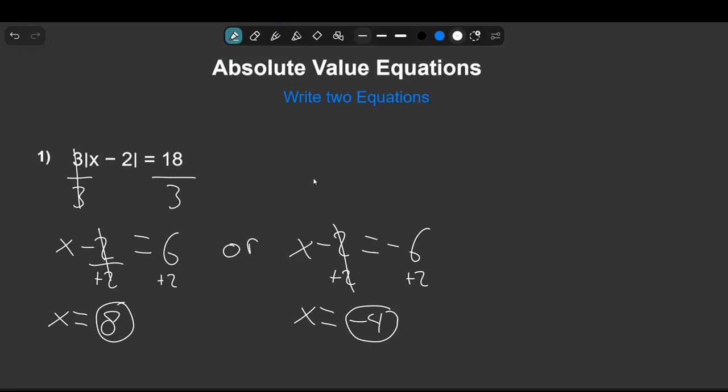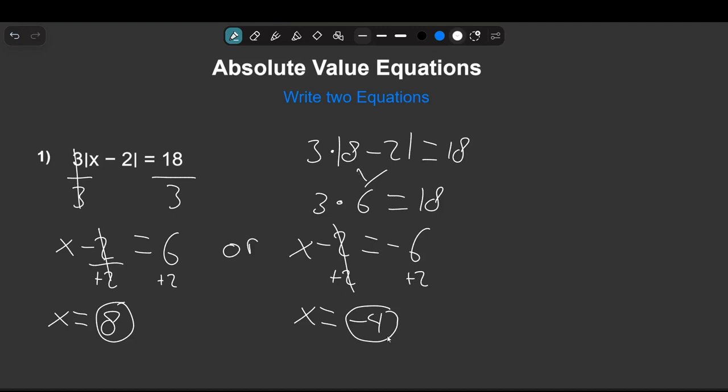Now let's start with the 8. So we have 3 times the absolute value of 8 minus 2 equals 18. Now let's solve this. So 8 minus 2 equals 6. Now we can do 3 times 6, and 3 times 6 will equal 18. So this tells us that this is the right answer.